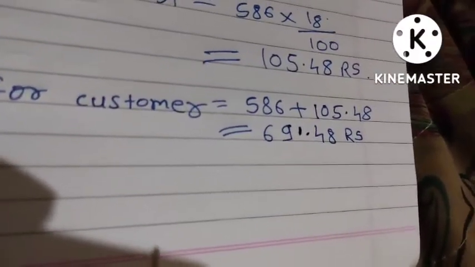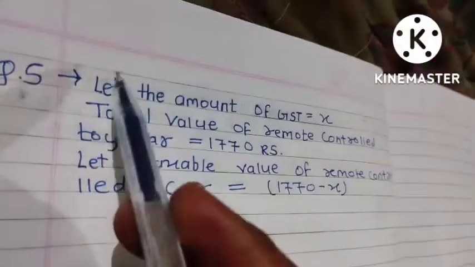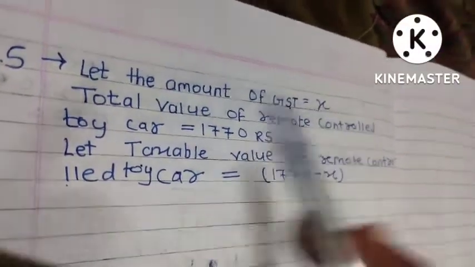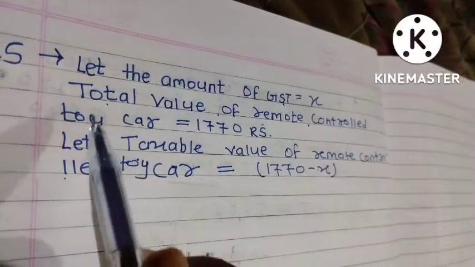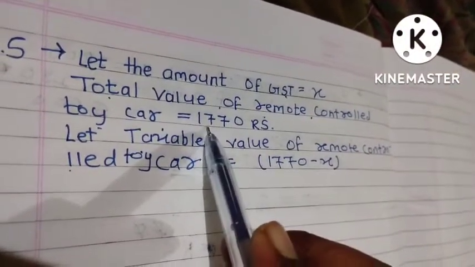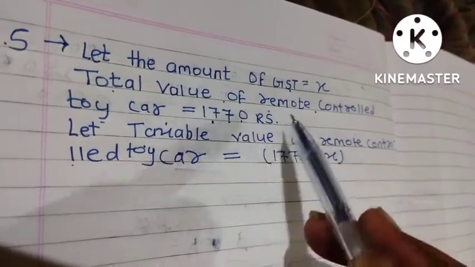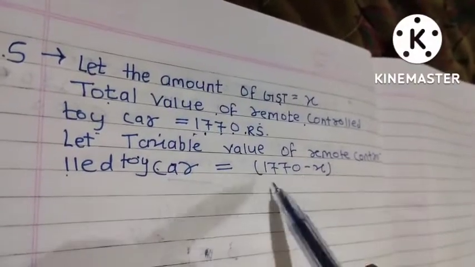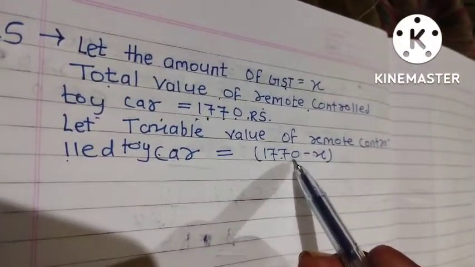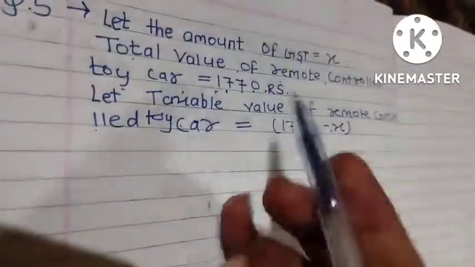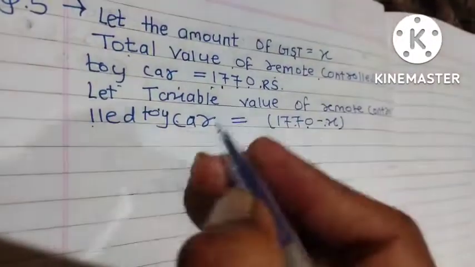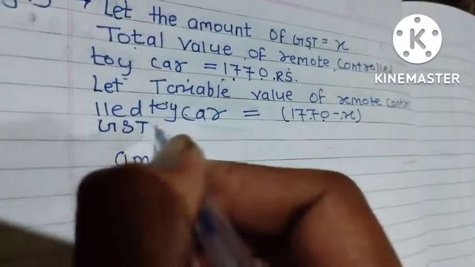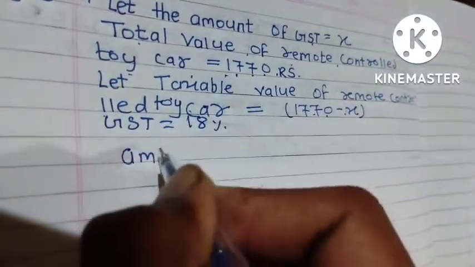Question number 5. Let's take question number 5. First of all, I have written what is given in the question. Let the amount of GST be X. Total value of the remote control toy car is 1770 rupees. Let the taxable amount of the remote control toy car be 1770 rupees minus X. Let's find the amount of GST. Here the rate of GST is 18%.